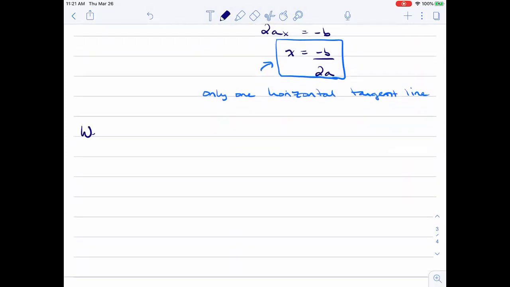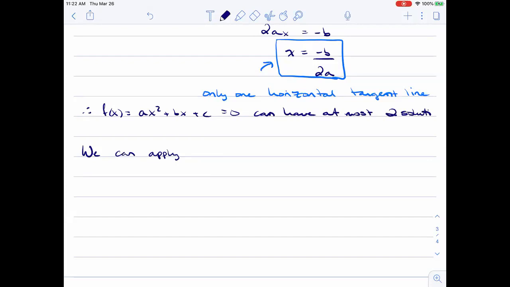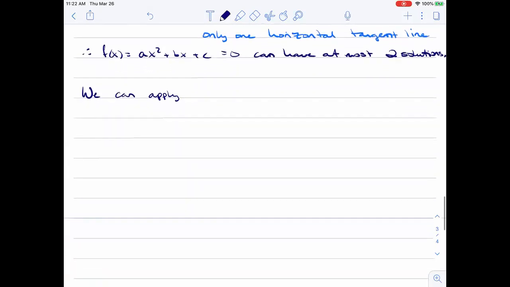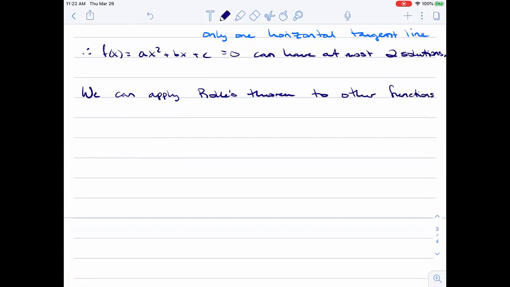Maybe I should put a little summary here. Just bump it down a line. Therefore, f of x equals ax squared plus bx plus c equals 0 can have at most 2 solutions. There. So that's our answer to that previous question that we were working on. So we can apply Rolle's theorem to other functions the same way.